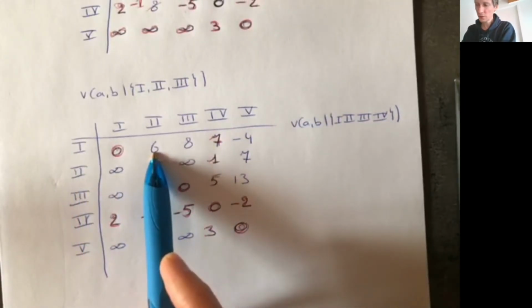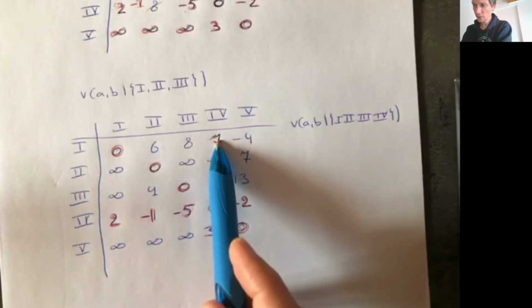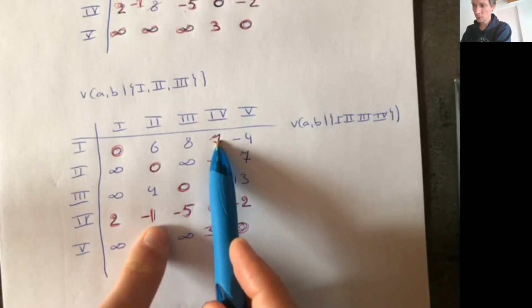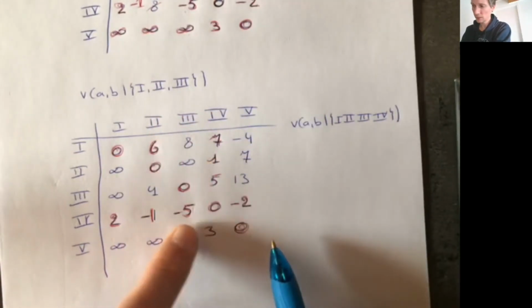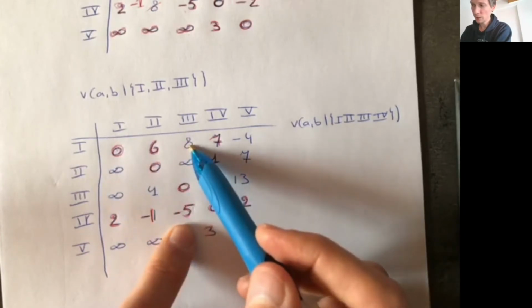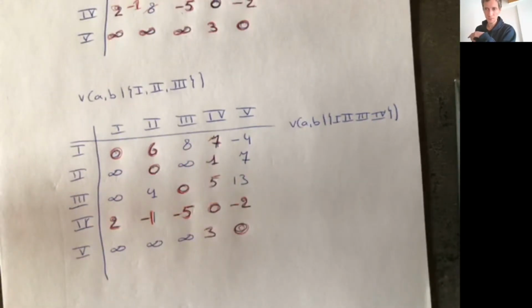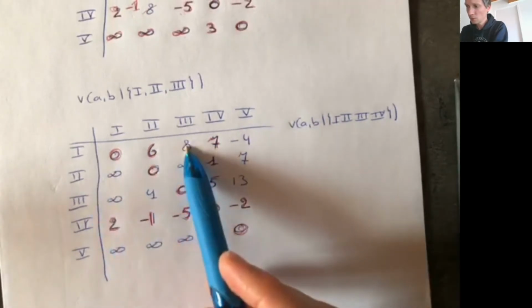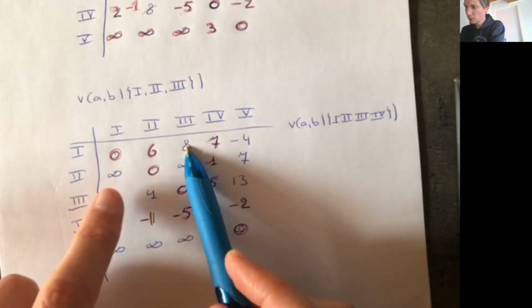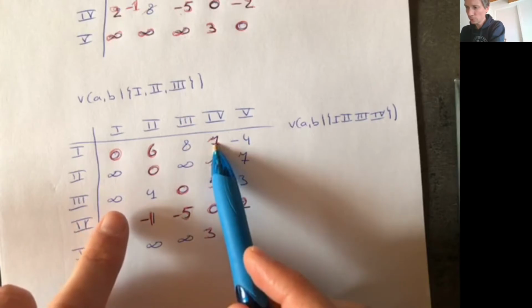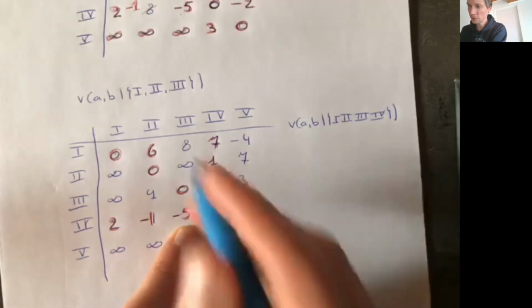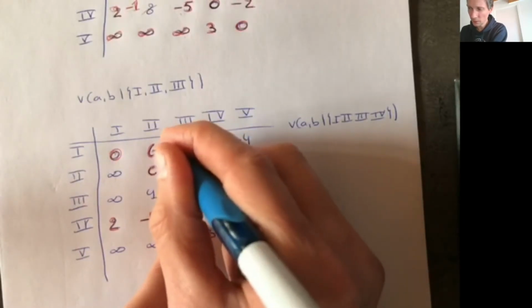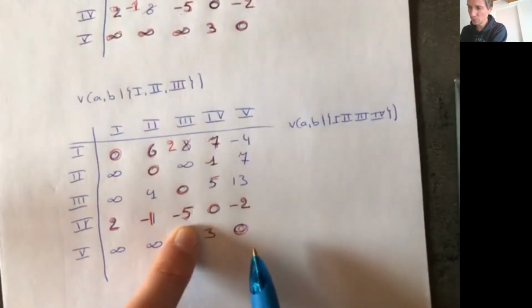From 1 to 2 I have 6. If I go to 4 first, I have 7, and then 4 to 2 is -1, so 6. So 6 remains at 6. Okay, 1 to 3 is 8. First I go to 4, and then from 4 to 3 is -5. So 7 minus 5 is 2. So this gives me a gain to 2.